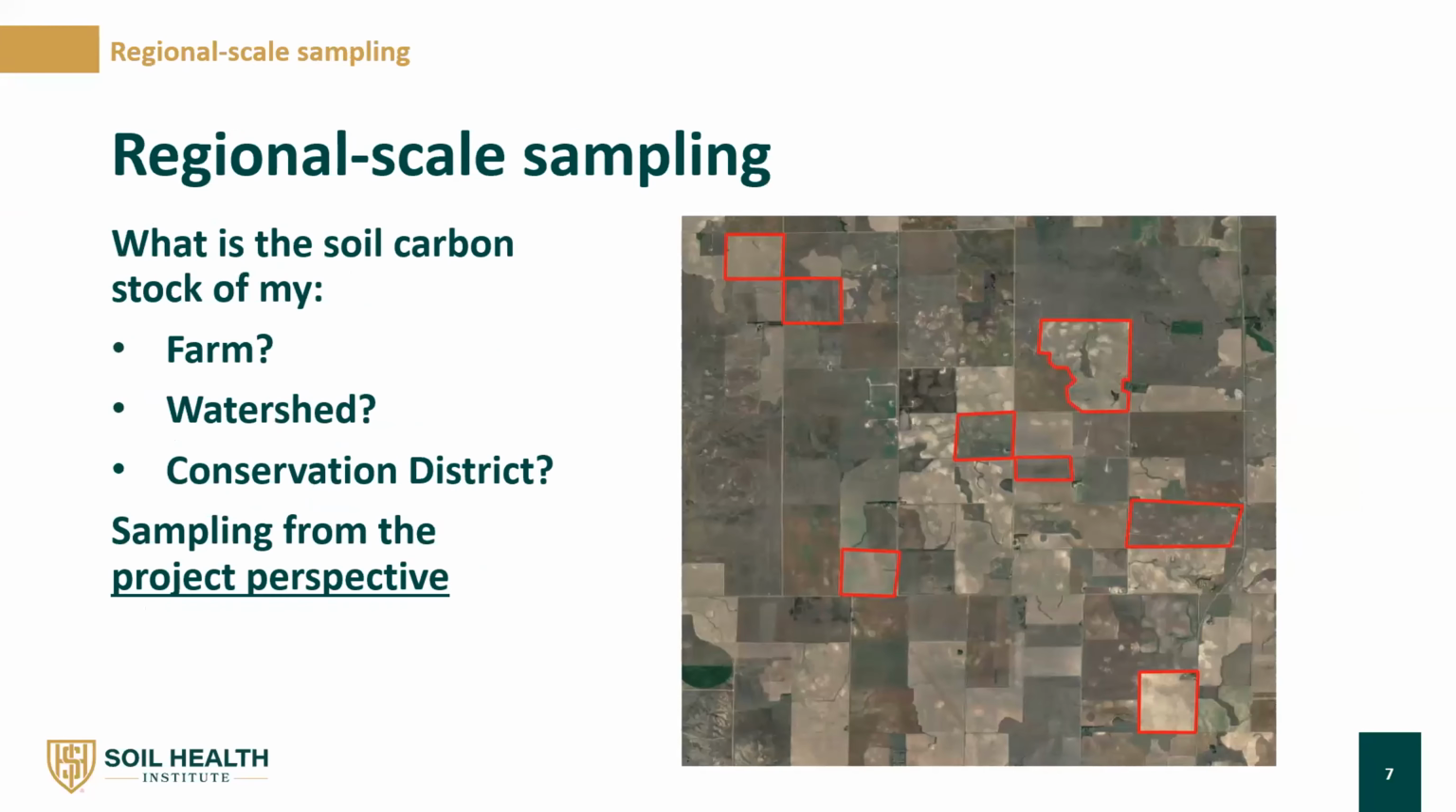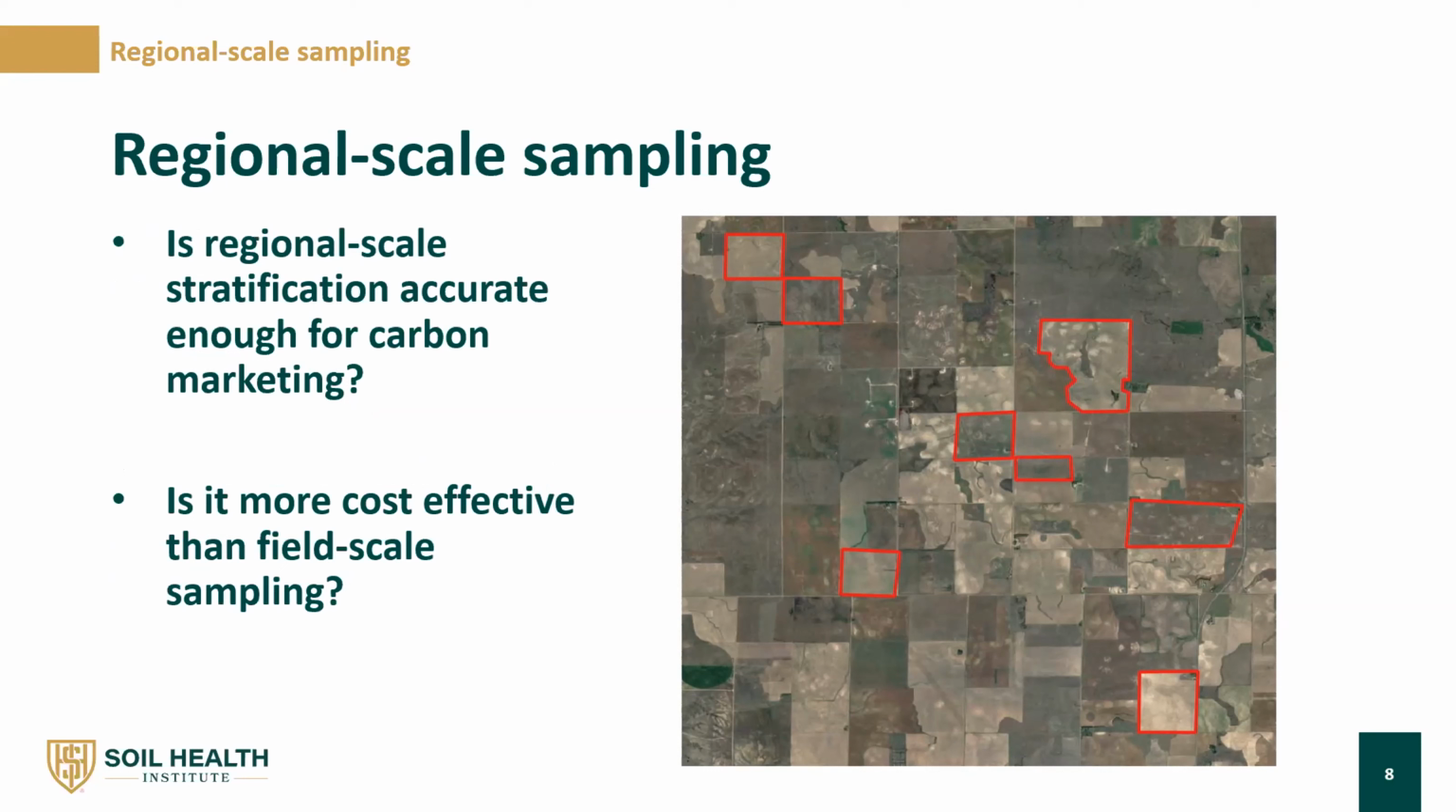And this brings us to maybe an alternative way of thinking about sampling soil carbon stocks, which is the method we've been experimenting with at SHI and our partners at TruTerra, which is a regional scale soil sampling approach. So this is zooming out from the individual field. And instead of asking the question, what's the stock of this field? We're asking the question, what's the stock of a farm or a collection of fields? Or also thinking about what's the stock of a watershed or a conservation district? And I like to think about this as sampling from the project perspective. Instead of focusing on one field at a time, we're focusing on as many fields as we can look at in a region.